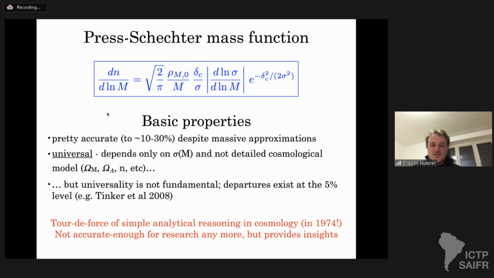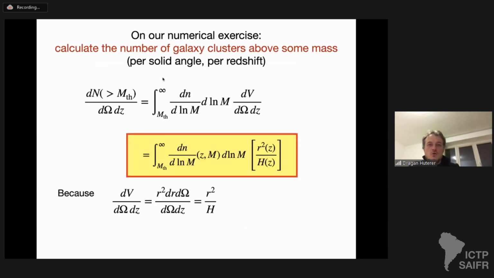So what are we going to do next? We are going to ask the real research question. Your advisor could ask you this for a first mini research project. Say you have some survey covering 5,000 square degrees and some redshift range. What's the total number of objects above some mass? It's going to be 10 to the 14 solar masses for now. It shouldn't be too low. It should be clusters of galaxies, because that's something we can compare to actual observations.